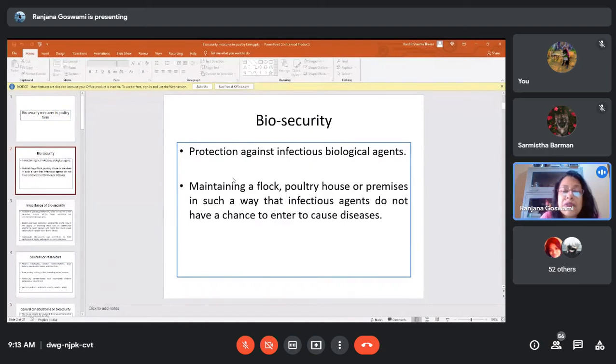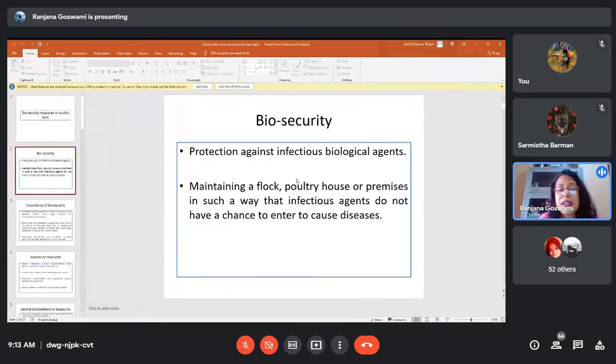For example, if you have layers, the first sign you are going to see is a drop in egg production, and along with that the feed consumption of the birds will go down. Those are the two very common symptoms in case of egg production. In case of broilers, or meat birds, there will be a drop in feed consumption. That is the early sign, and other behavioral signs are also there.